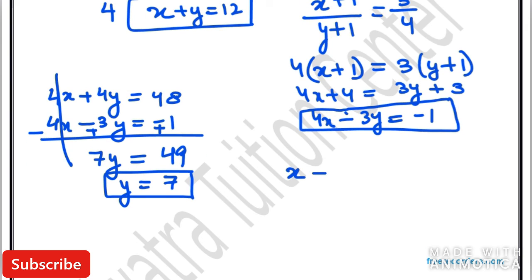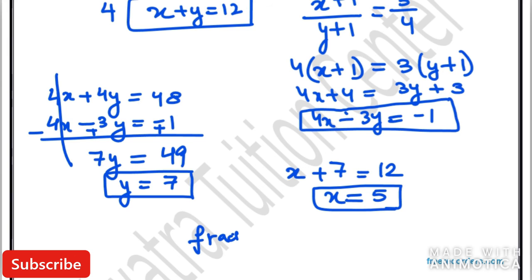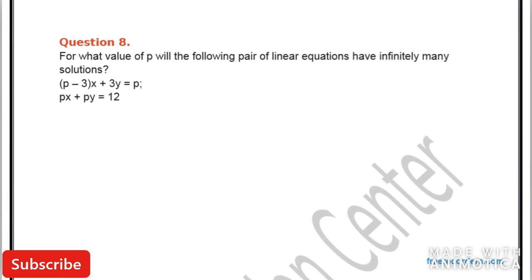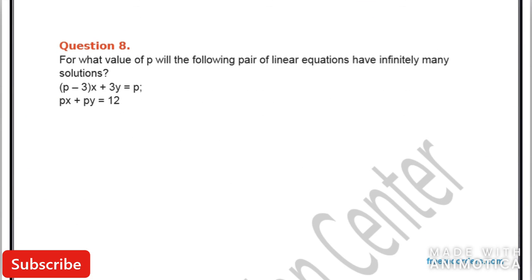Now we need to get the value of x. So putting the value of y in equation number 1, y can be replaced with 7. So x will be 12 minus 7, that is 5. So x equals 5, y equals 7. So my fraction, as you know, is numerator over denominator, so it will be 5 over 7.